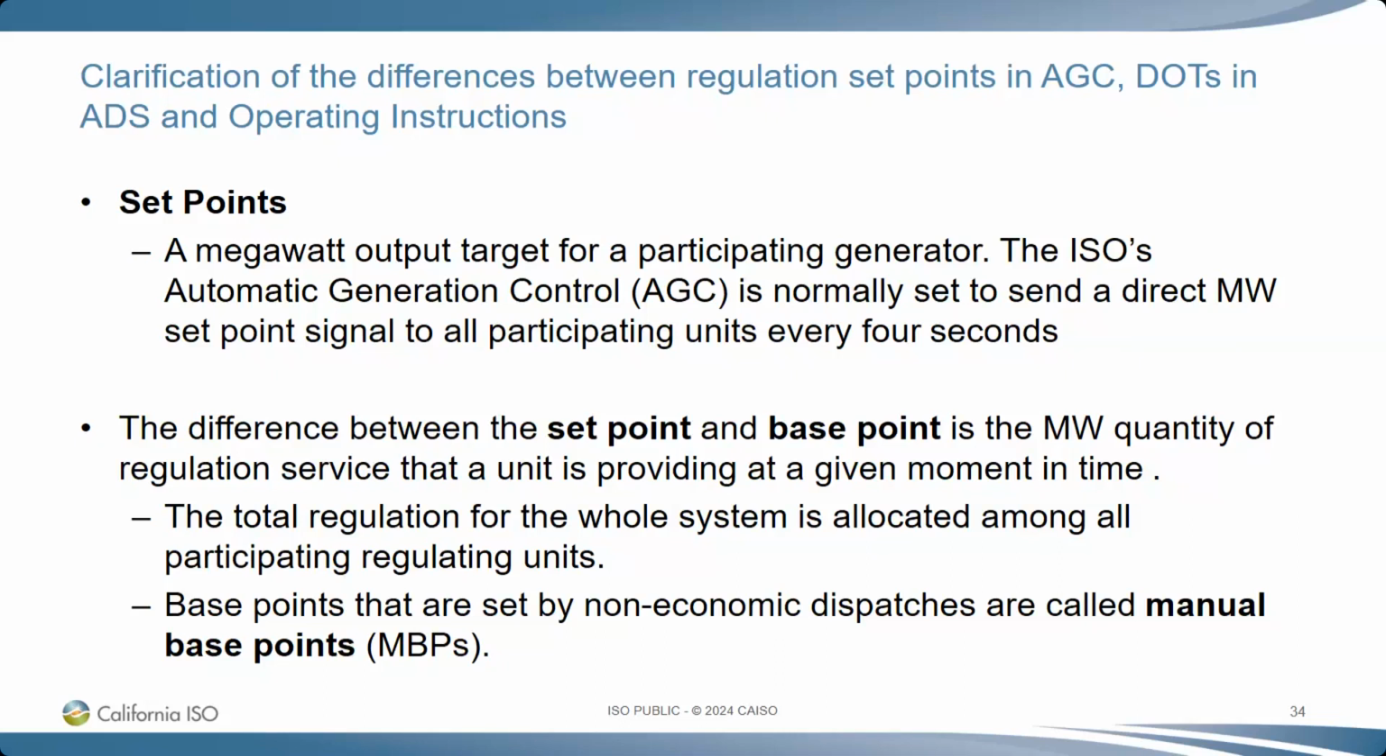There is a difference between a set point and a base point, and that's the megawatt quantity of regulation service that a unit is provided in a given moment in time. This total regulation for the whole system is allocated among all participating regulating units, and base points are not non-economic dispatches. They're called manual base points.